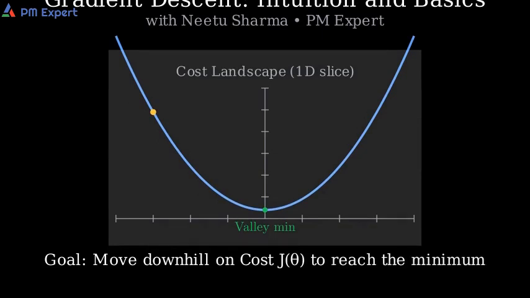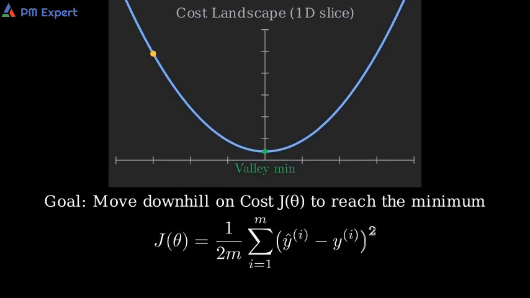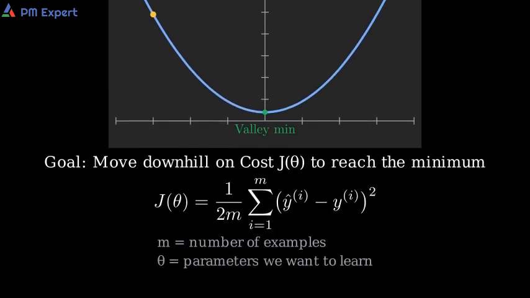For linear regression, a common choice is the mean squared error. J of theta equals 1 over 2m times the sum over i of the prediction minus the target, squared.